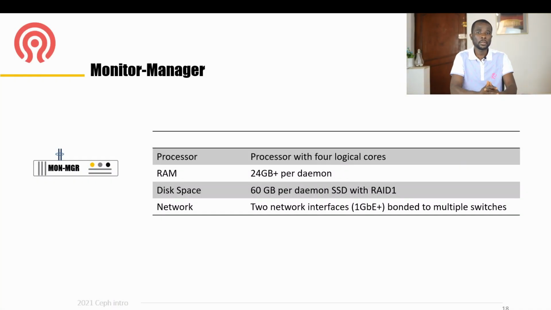Okay, let's talk about the specific recommendation about each node. The first node we will talk about is the monitor node, which should embed the monitor daemon and the manager daemon. For this node, you can have at least 4 logical cores, and for RAM 25 gigabytes at least per daemon. Okay, so try to provision this one.